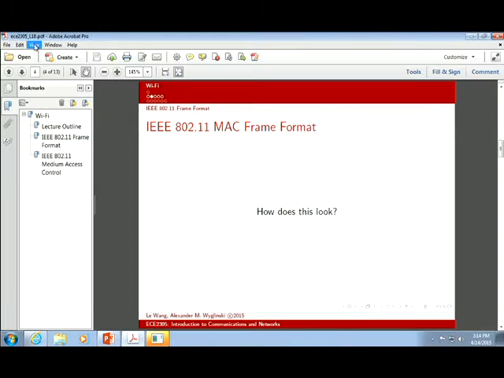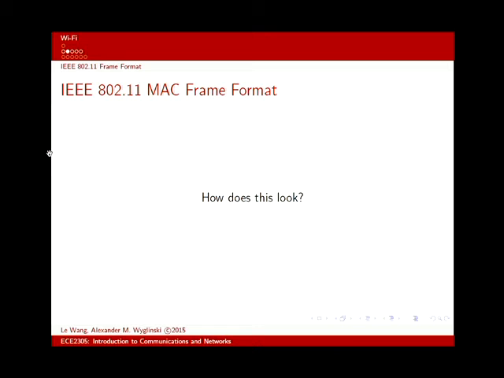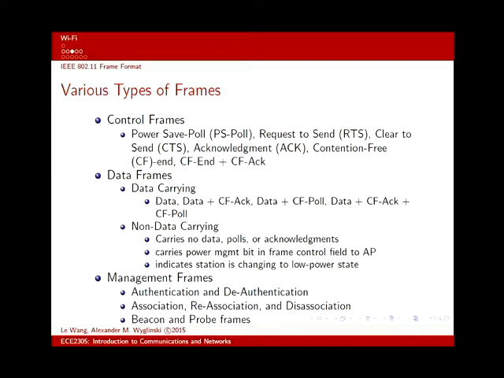Now, going back to our slides, I talked about frame control, the first bit of information. There are varieties: control frames, data frames, and management frames. So there are three types, and each one of those types has its own subtypes below it.